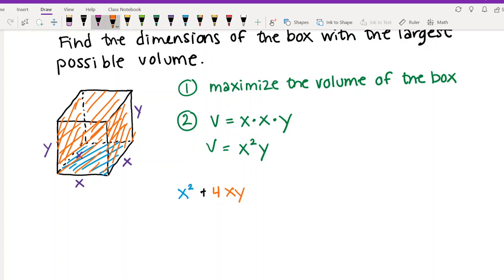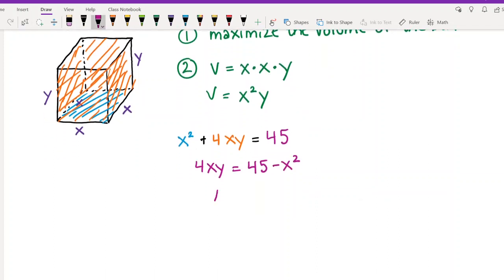All together, this picture looks kind of confusing now, but I'll just leave it. If you add those two together, what should we get? We should get 45, because that's the total area that we have to work with for the box. We could either solve this for x or for y. If we solved for x, we would need a square root, and that's going to make our lives more complicated. So let's solve this for y. We subtract the x squared from both sides, and then divide both sides by 4x. So y is equal to 45 minus x squared over 4x.